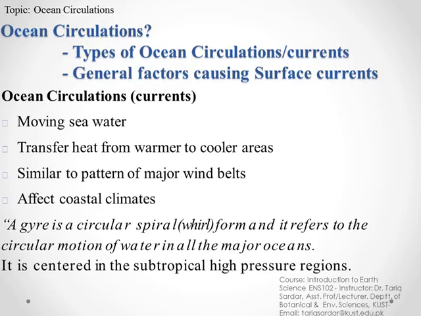They affect coastal climates. This is also one of the properties of ocean circulations. They affect coastal climates, mostly the areas near the coast.